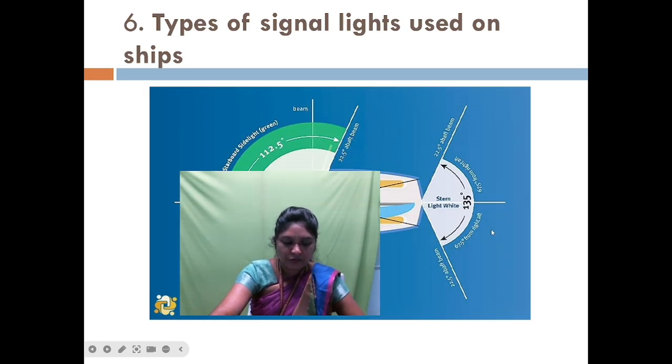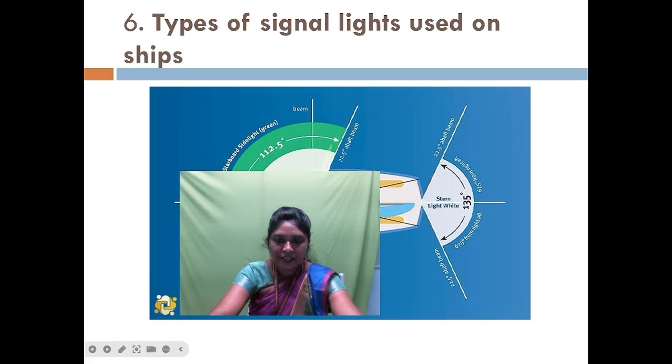Next comes the stern light. It is fixed right astern and shows a white light. It has a coverage angle of 135 degrees, 67.5 degrees from right aft on each side, and it should have visibility of around 6 miles. A towing light shall be a yellow light. It has a yellow color and should be placed above the white stern light.